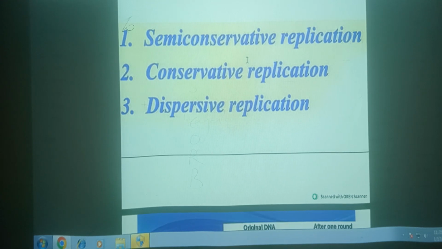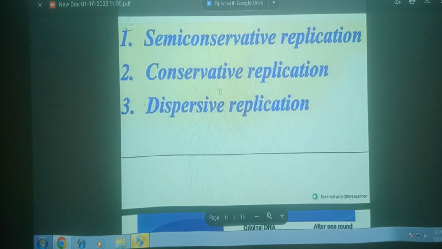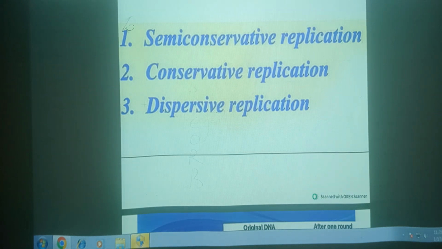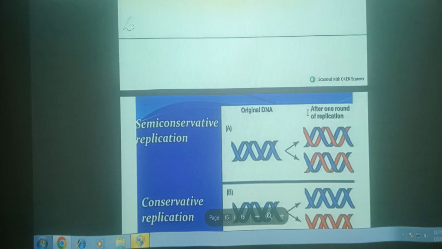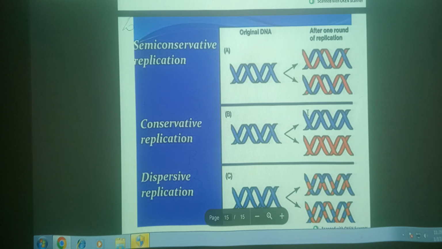Types of DNA replication: there are three main types: semi-conservative DNA replication, conservative DNA replication, and dispersive DNA replication. That is the main important point.